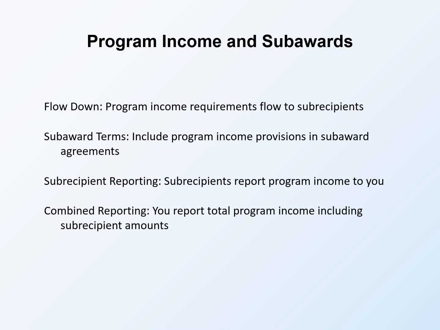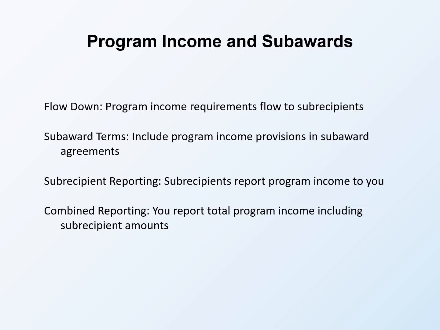Subaward terms should include program income provisions. Specify how subrecipients must track, use, and report program income. Identify which method applies. Require regular reporting of program income amounts. Clear subaward terms prevent confusion and establish expectations.